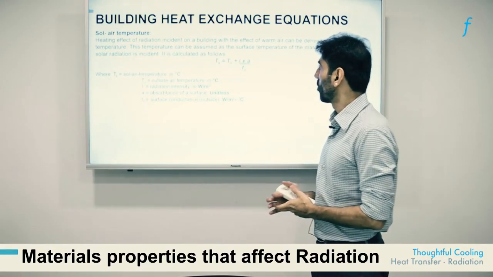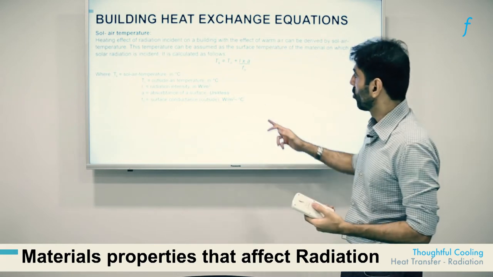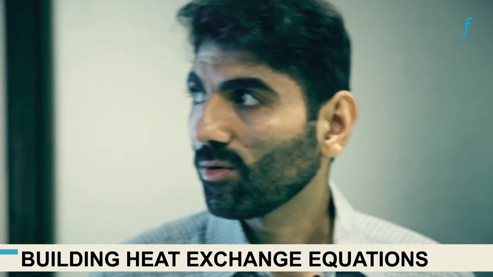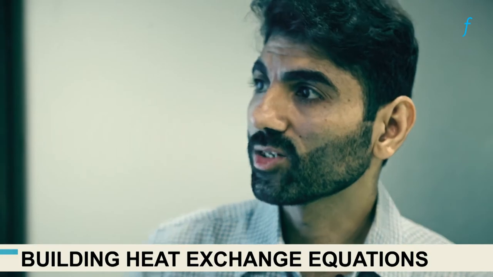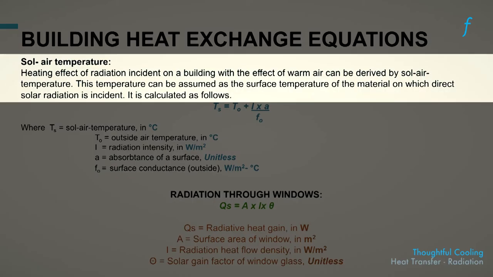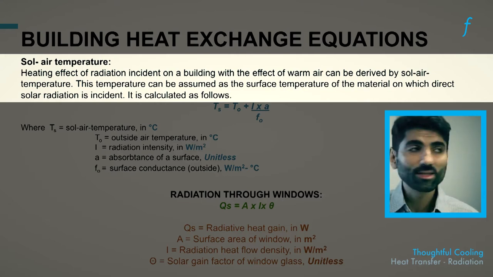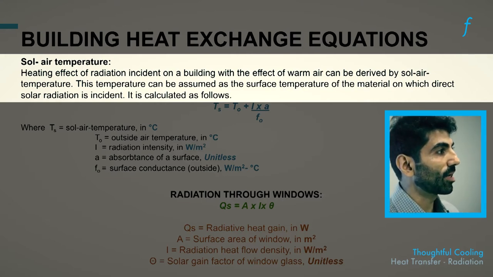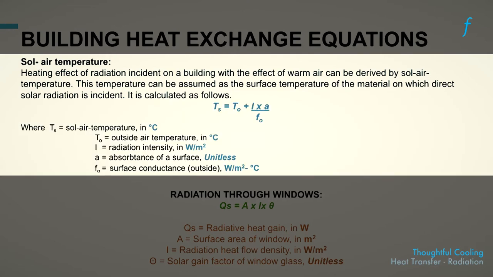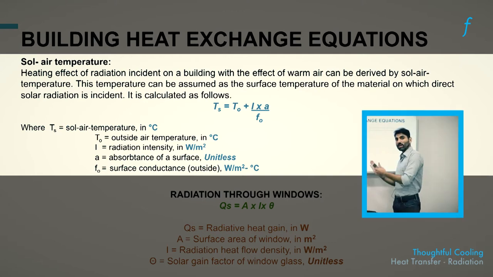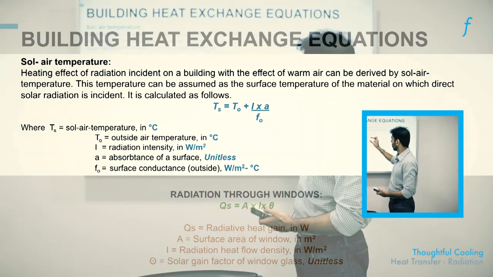One predictive equation which allows designers to estimate the surface temperature of a wall or a material that is under the influence of solar radiation is what's called the sol-air temperature, which is the temperature of a surface under the influence of warm air and solar radiation at the same time, right? That's this equation, which allows you to predict the temperature of a surface under the influence of solar radiation by considering the outside air temperature, the radiation intensity, the solar radiation coming in, and also the conductance of the surface outside.